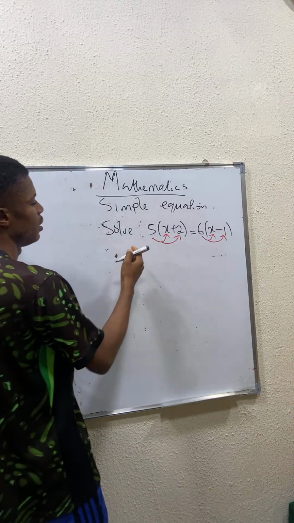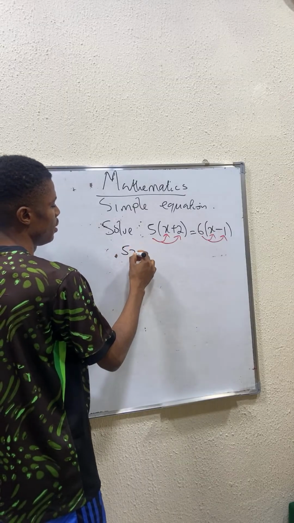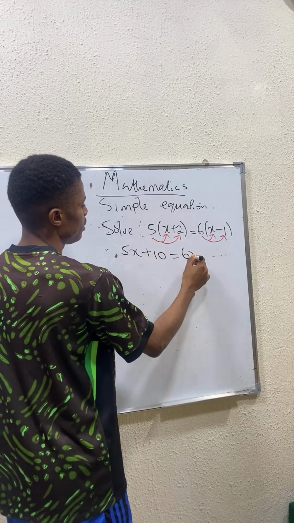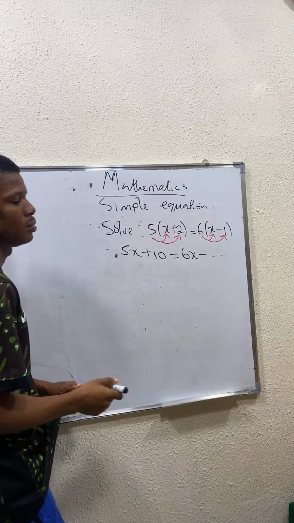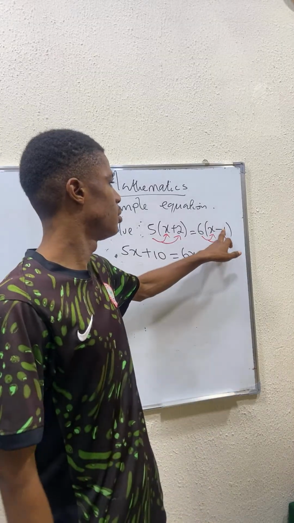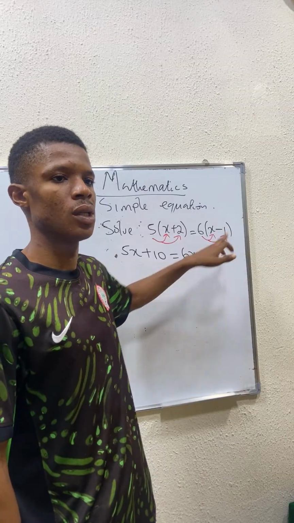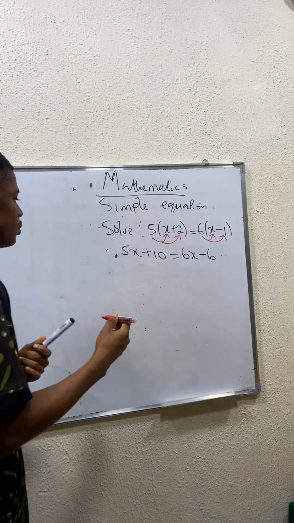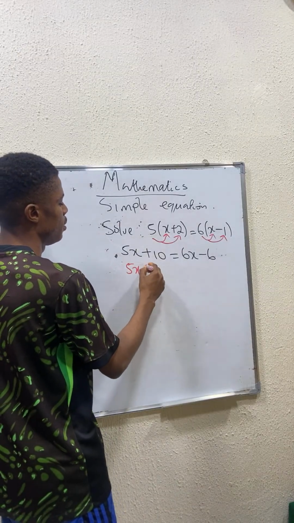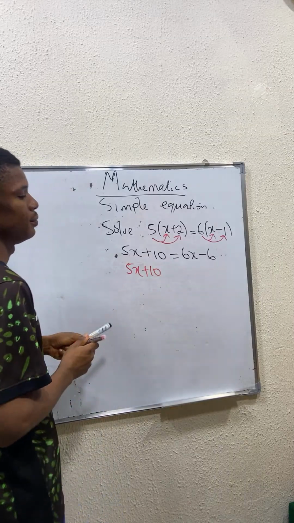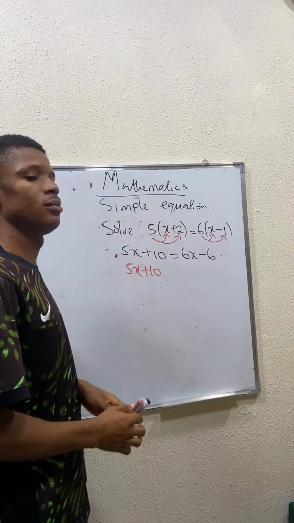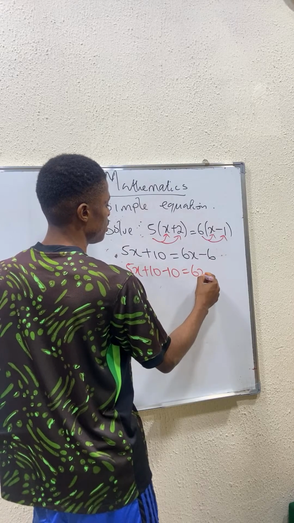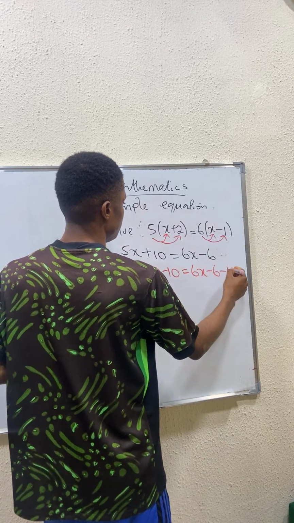So what we have to do is 5 times x gives 5x. 5 times 2 gives 10. And that's 6x minus, 6 times minus 1 is minus 6. Good. So we have 5x plus 10. What should we do here? Okay, so then we should minus the 10. Minus 10 is equal to 6x minus 6 minus 10.